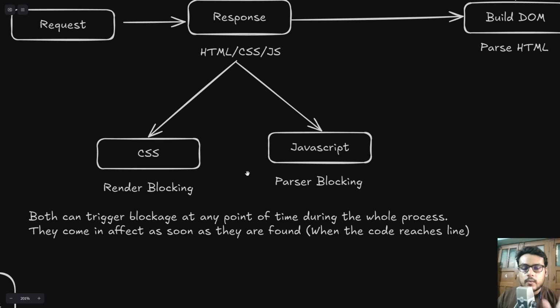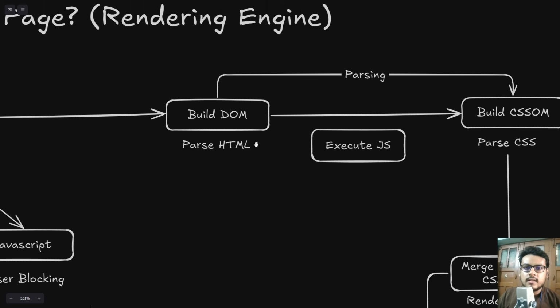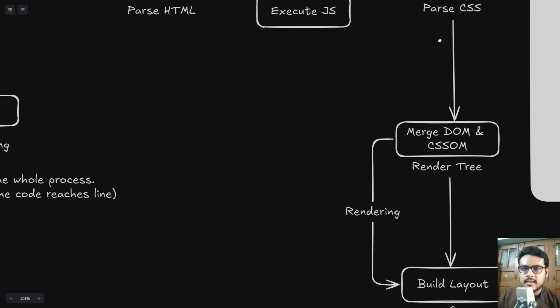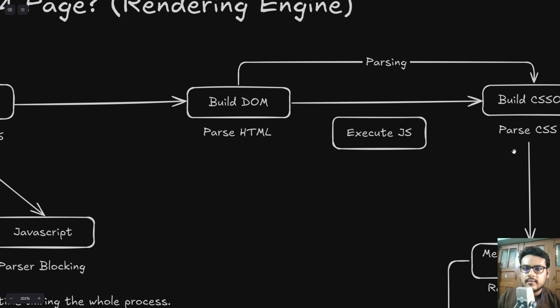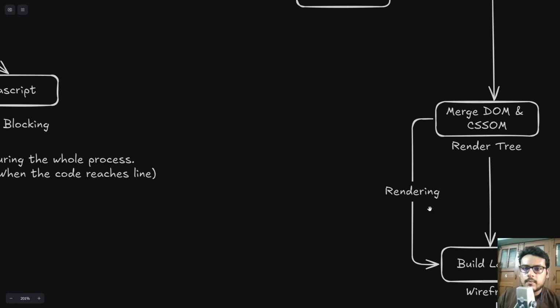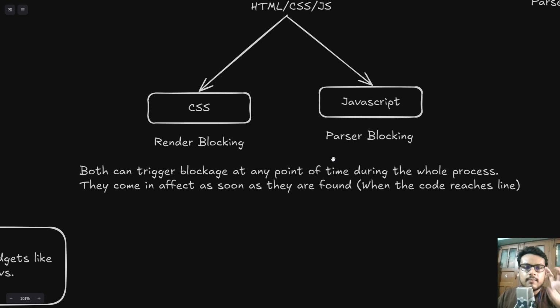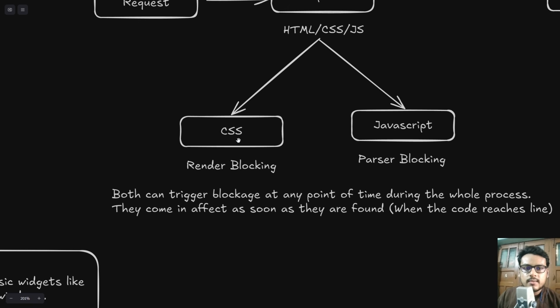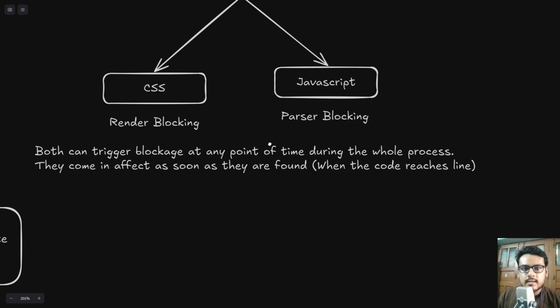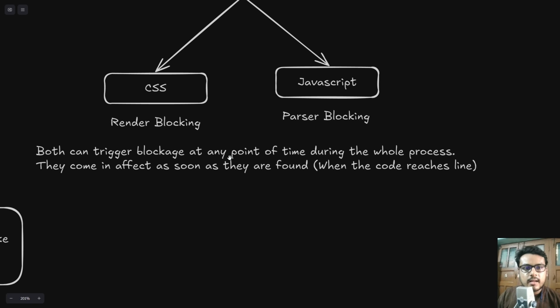We are going to talk about what exactly is render blocking and parser blocking, because this is where candidates get confused as to when a CSS file loads, what exactly it blocks, and when a JavaScript file loads, what exactly it blocks. In this part we see the parsing step and the rendering step, and this is where a JavaScript or a CSS can pitch in and block you. So CSS is render blocking, JavaScript is parser blocking, and both can trigger blockage at any point during the whole process.